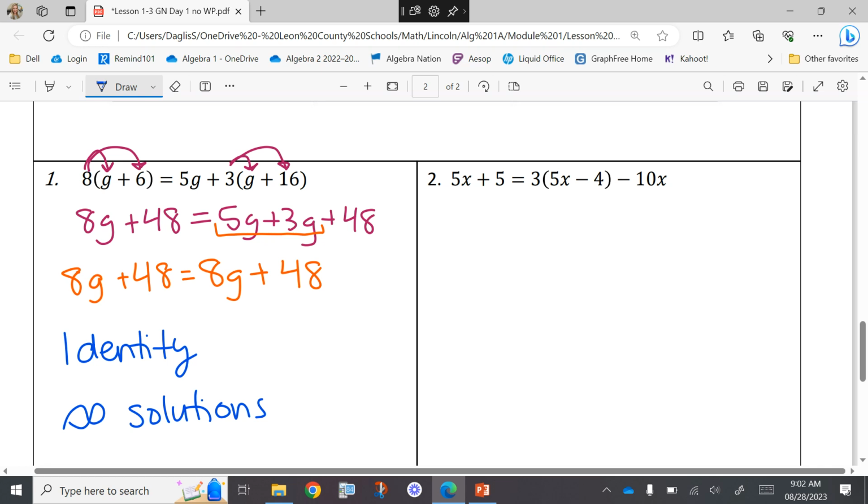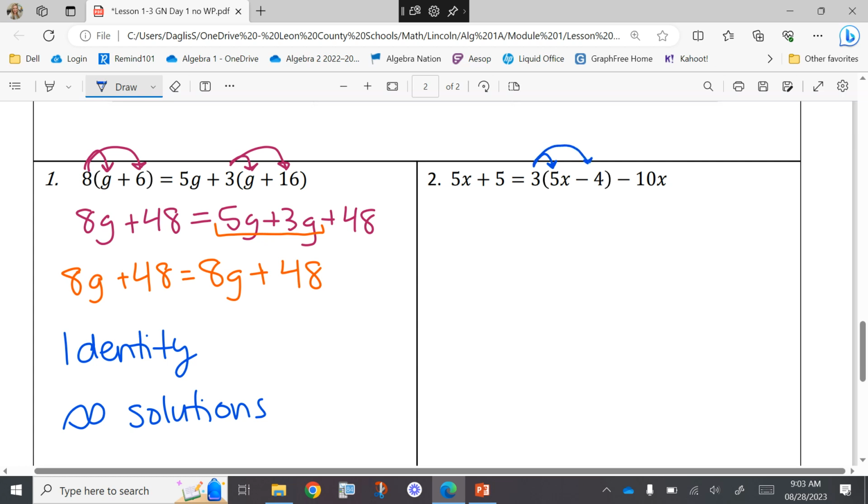All right. Here we go. 5x plus 5 equals 3 times (5x minus 4) minus 10. Tell me what we need to do. You said it earlier, Travis. What are we going to do? The arrows, yes. And where am I doing that? With what number? The 3. Good. So 3 is going to get multiplied to 5x. And 3 is going to get multiplied to -4.